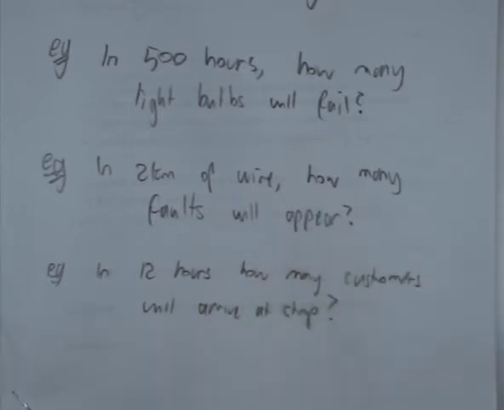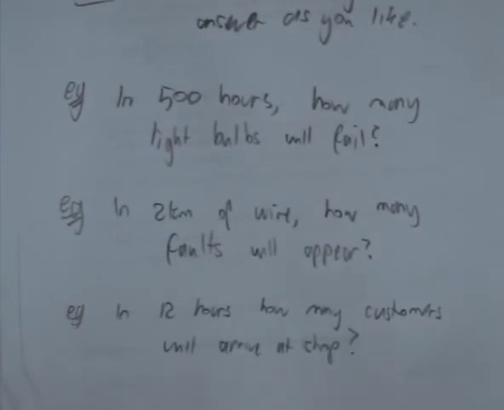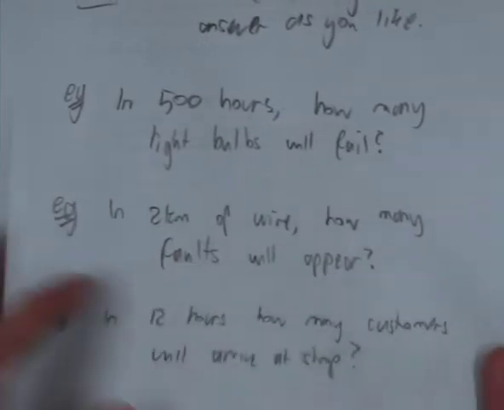Okay, so since it says how many customers, how many faults, how many light bulbs, that's counting a whole number of objects, and that's the most important part. And then you look to see, what is it counting out of? Is it counting out of a fixed number of objects, or is it counting out of a time or space? If it's out of a fixed number of objects, it's binomial. If it's out of time or space, it's Poisson. And it has a PDF as well, which is written in your notes. And it's all based on this parameter mu, which they're calling it.